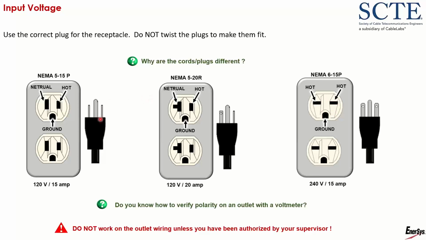Why are the cords different? Well, this cord here is connected to a device that has potential to draw more than 15 amps. If it can potentially draw more than 15 amps, I really don't want to plug it into a 15 amp outlet because I could overload that outlet. So don't twist the plugs to make them fit into the receptacle. If you have the wrong plug for the wrong receptacle, get a temporary adapter, but also be careful.